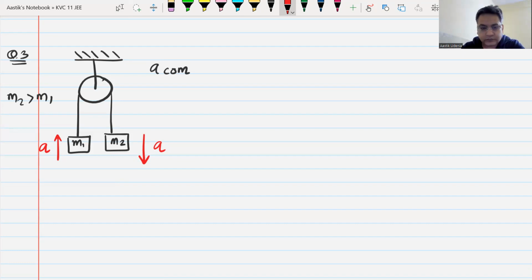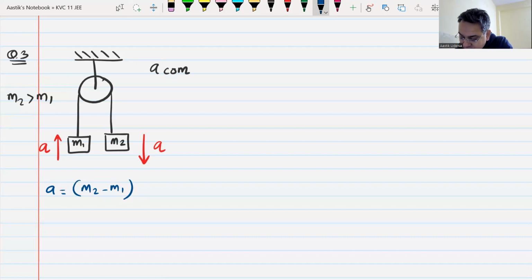Okay, I have to find out the acceleration of this body. What is the acceleration a equal to? It will be (m2 minus m1) into g divided by (m1 plus m2). Yes or no? Yes, sir. So what is the acceleration of center of mass?